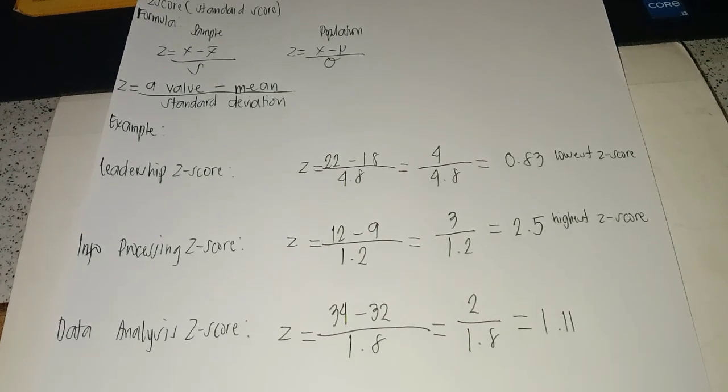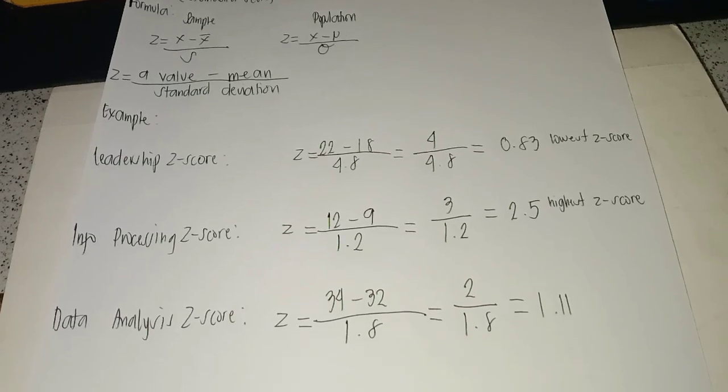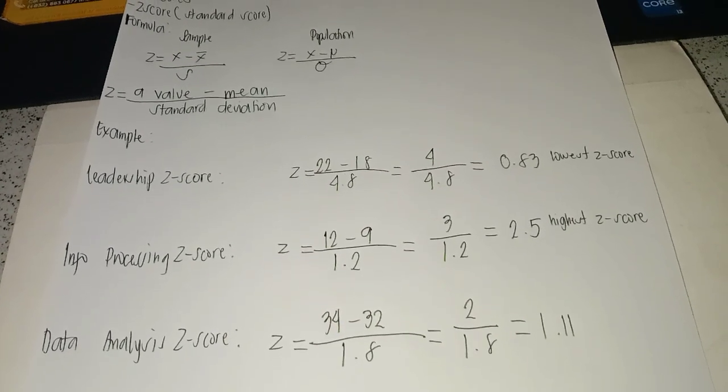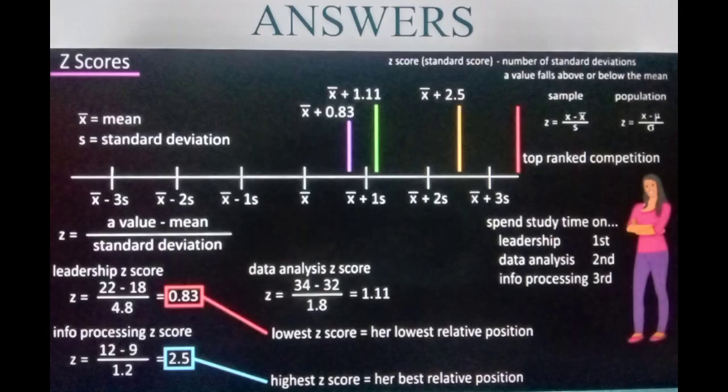So Karen has 0.83 in leadership, 2.5 in info processing, and in data analysis it is 1.11. So here are the current results. Again, her leadership is 0.83, which is the lowest z-score, and her info processing is 2.5, which is the highest z-score. But again, that is above the mean since the results are all positive.